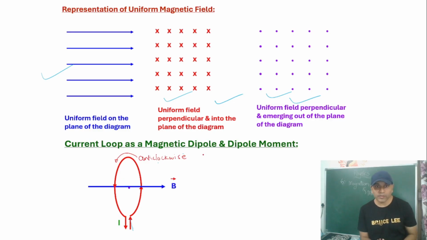This arrow is showing that the magnetic field is coming towards me. For the sake of drawing, they have shown it like this, but actually the arrow is towards me and coming out. So that B, the magnetic field, is coming towards me. B is the magnetic field direction, that is a vector.